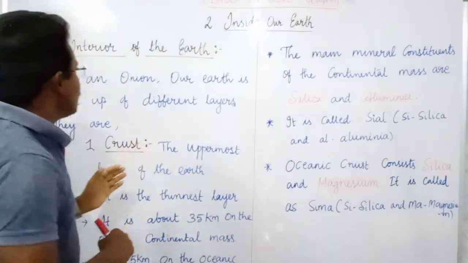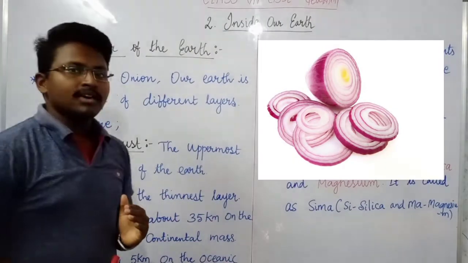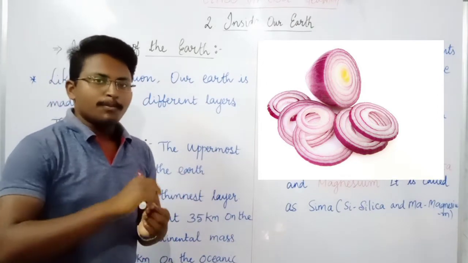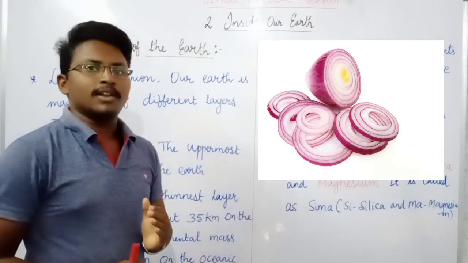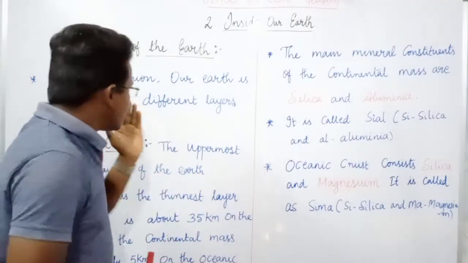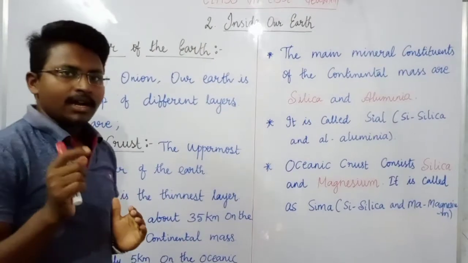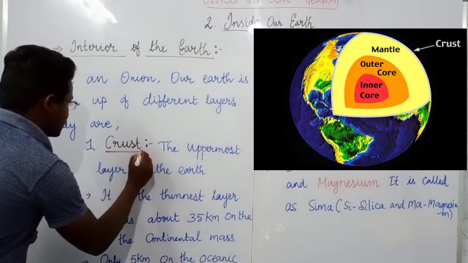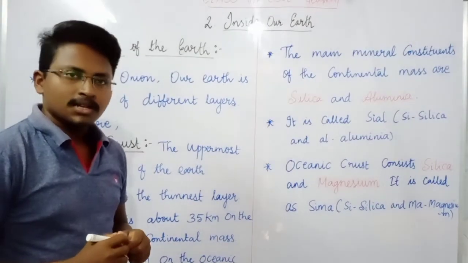So let us see. Like an onion, our earth is made up of different layers. As you all know how an onion looks, if you start peeling the onion, you can find different types of layers. In a similar way, our earth is also made up of different layers. The first one we call the crust. The topmost layer of the earth is known as the crust.